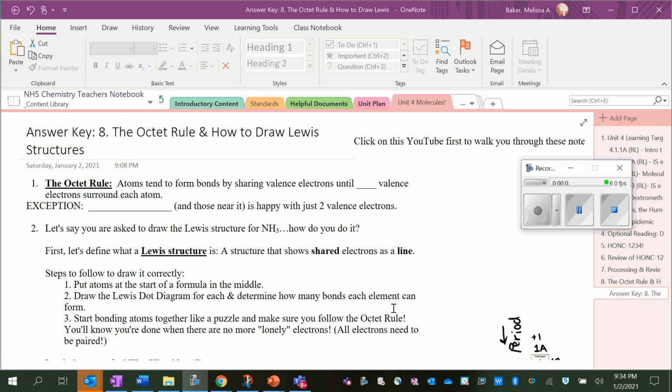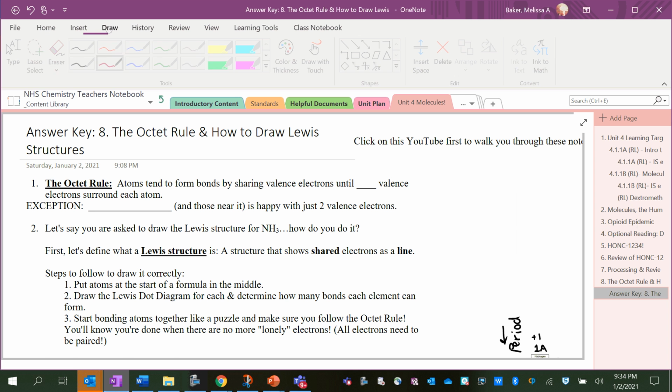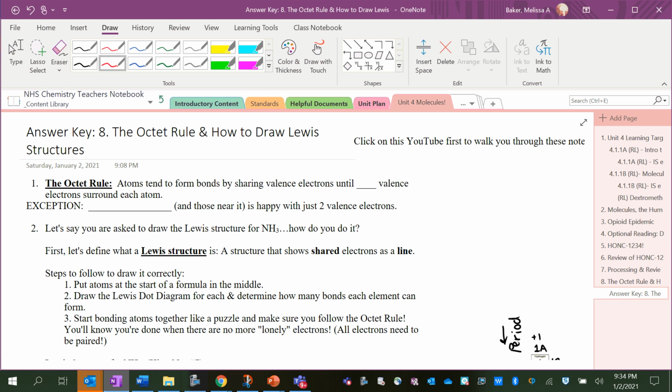All right, let's learn about the octet rule and how to draw Lewis structures. So first, the octet rule is just like it sounds. It's all about the number 8. Atoms want to form bonds by sharing their valence electrons, for covalent bonds that is, until they have 8 valence electrons around each atom. There is an exception though.